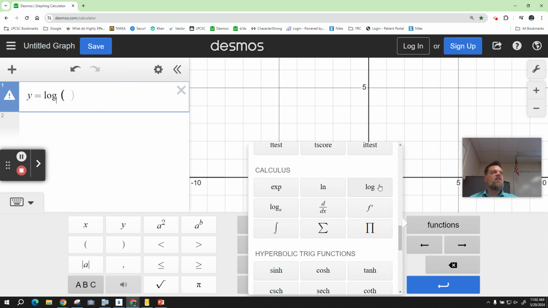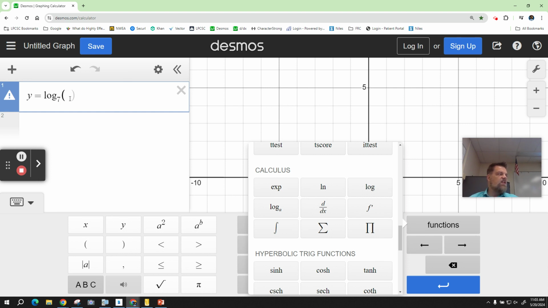This is log. This is what we call the common log. The common log is 10. Common log just means it has a base of 10. We use a decimal system, so that's why it's called the common log. We don't write the 10 down. Okay, but this one, because it has a log base 7, I'm going to click on this one. If you notice, it has a little subscript there, so I can plug in the 7, right?